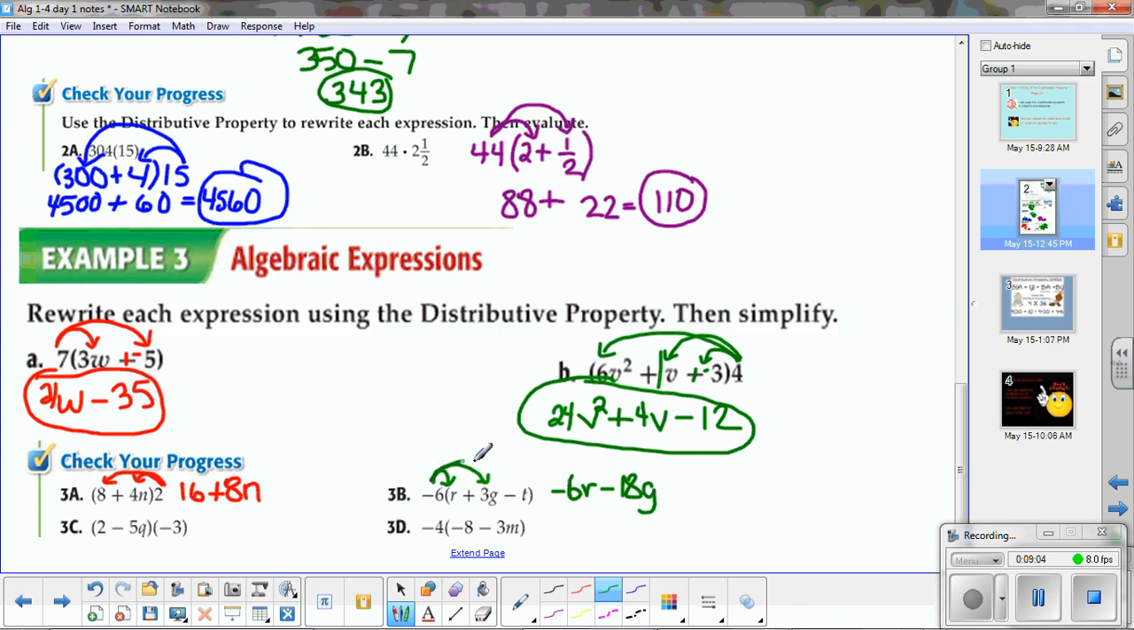And then a negative 6 times a negative 1t. Negative times a negative is a positive, so this is going to be plus 6t. With t's, I like to make it cursive t with a little hook on the end so it doesn't get confused with the plus sign.